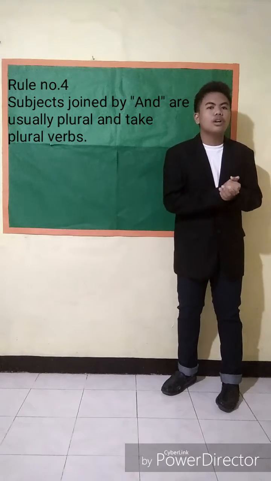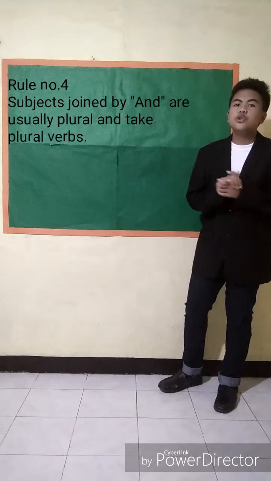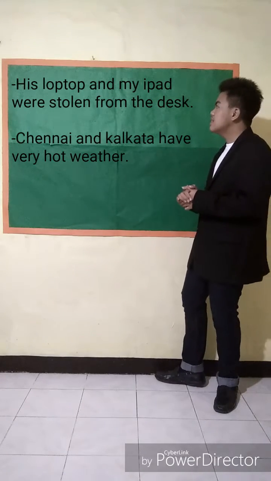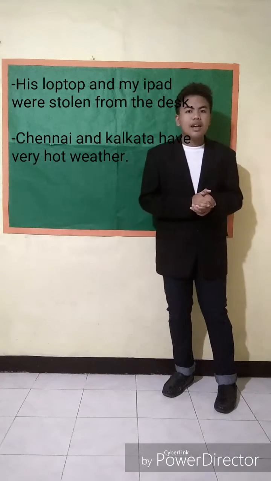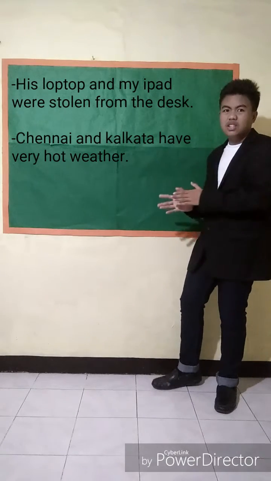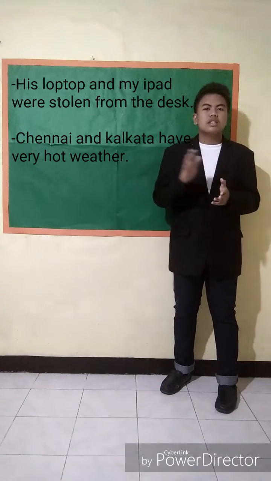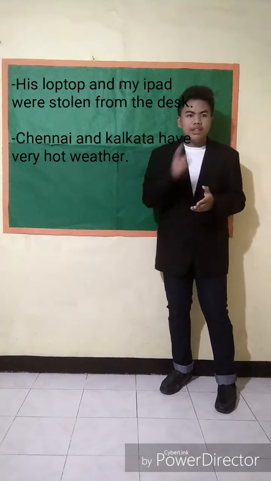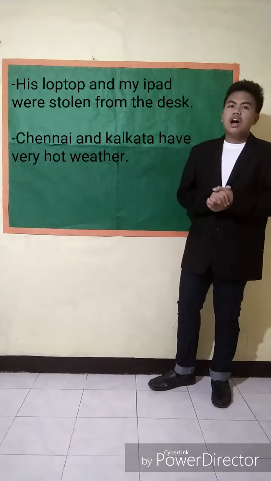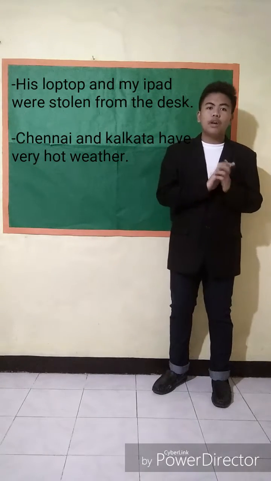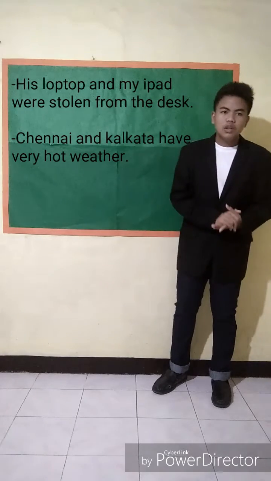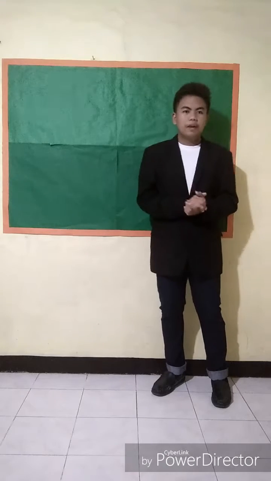On rule number 4, subjects joined by and are usually plural and take plural verbs. Example, his laptop and my iPad were stolen from the desk. Another example, Chennai and Kolkata have very hot weather. The subjects joined by and are usually plural.